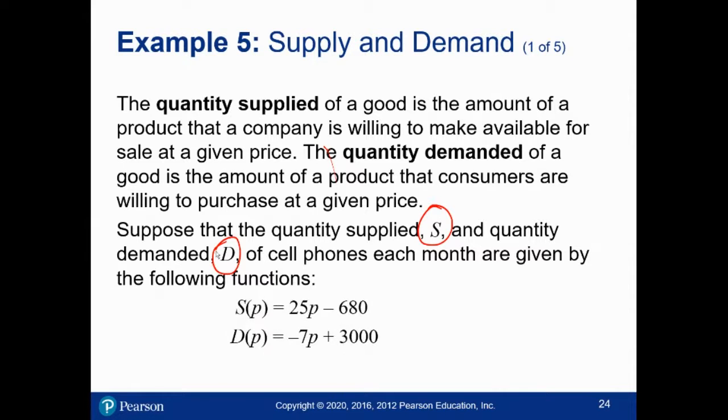And here are two different functions. So P is the price. If I charge a certain amount, here is how many I can produce for sale, and here is how many people will actually want to buy.